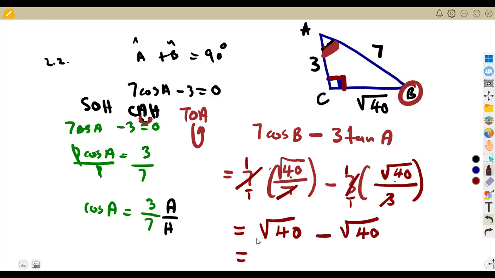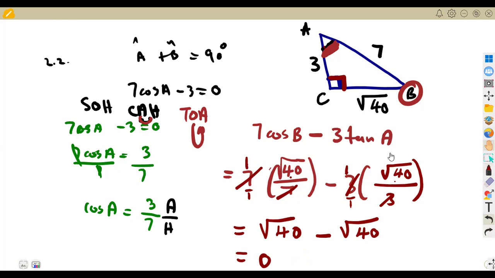2 minus 2 is a 0. 3 minus 3 is a 0. What about the square root of 40 minus the square root of 40? It's a 0. These two are the same. So if you subtract 2 terms that are the same, you get a 0. X minus x, it's a 0. Not 0 square root of 40. This is 0, just a 0. There's nothing like 0x. 0x is what? It's a 0. So you write that as a 0. That is the idea there.